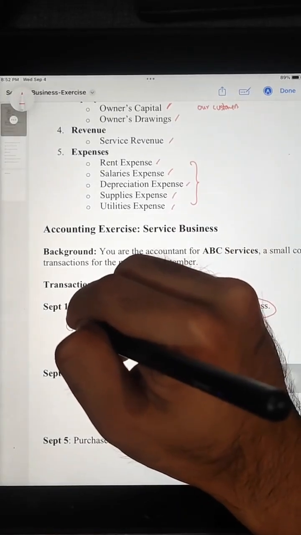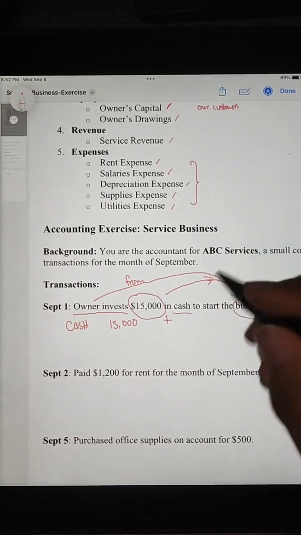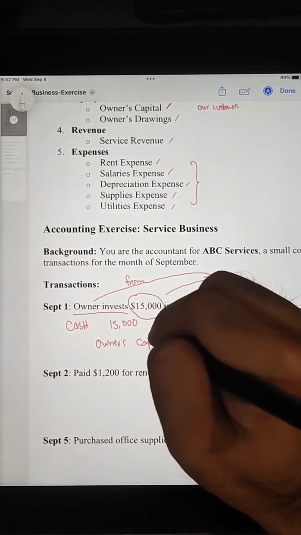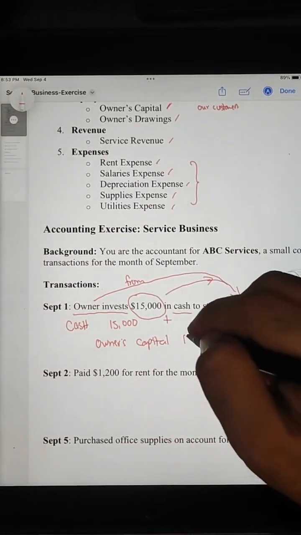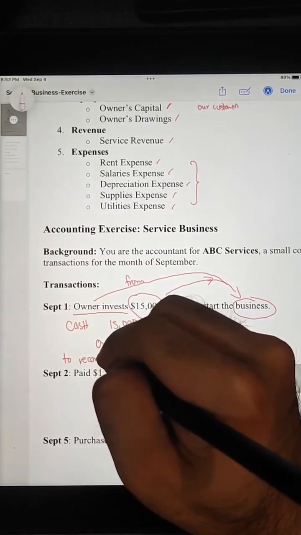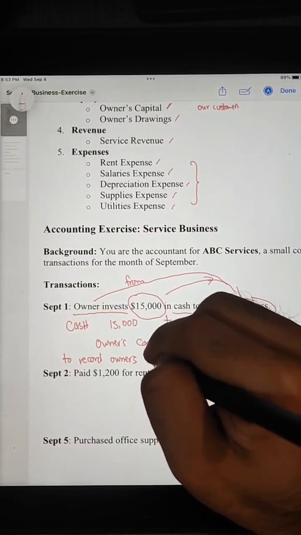So, the entry would be debit cash, 15,000 pesos. Then credit owner's capital, 15,000 pesos. To record owner investment.